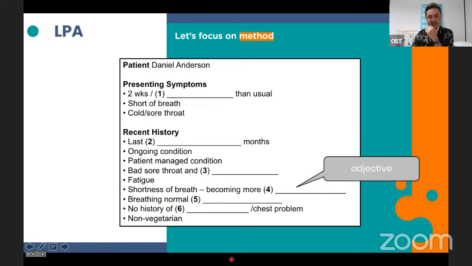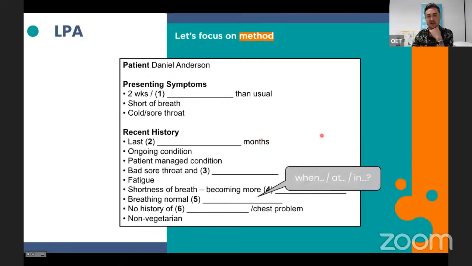Have a guess for number 5. This is a challenging one. Okay, good. Some people are saying pattern, breathing normal, a normal pattern. That's a good guess. Nice. It could be something also that has like breathing normal when at home or at or in, for example. So it might have a preposition preceding it. What about number 6? Again, symptoms, some sort of symptoms relating to chest problems, for example.